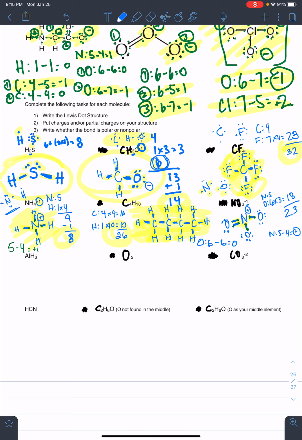Now these other 2 oxygens, they look kind of the same. They both have 2, 4, 6 around it bonded with a nitrogen. 2, 4, 6 around it bonded with a nitrogen. So we're going to do those together.